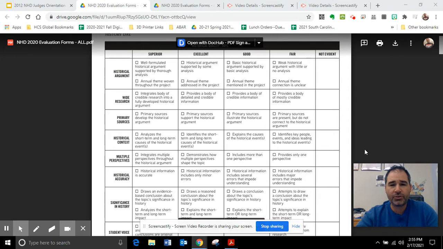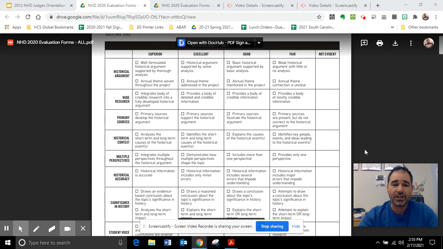So this is what the new evaluation form looks like. At the top, you'll notice that it has the category, but the first 8 rows are all the same in each one of the categories. So this is historical quality. It's 80% of the project. They changed that to make sure that we're focusing on the quality of the history and not getting caught up in the glitzy looks of a project.